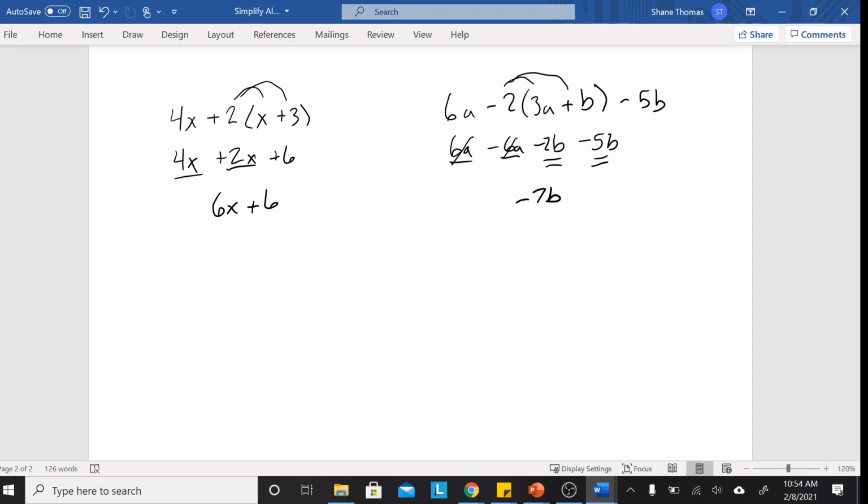Okay, last problem of the day. So I'm going to have 5 minus 2 times 3x plus 2 minus 4x. So I want you guys to simplify this guy. Simplify this, do the distribution, combine like terms, and as soon as you find the answer, I want you to type your answer into the chat box, so I know that each of you did it.